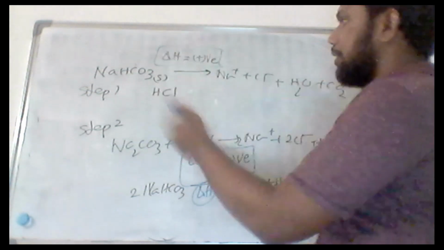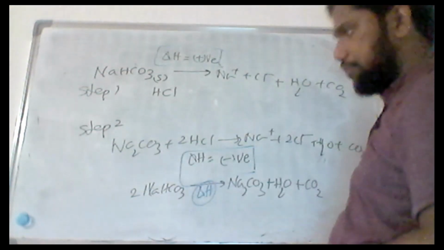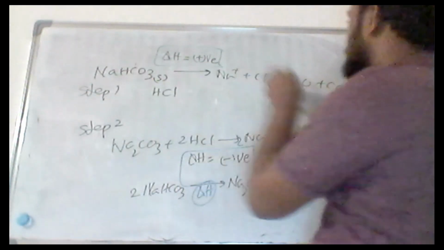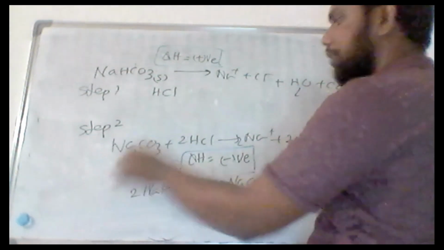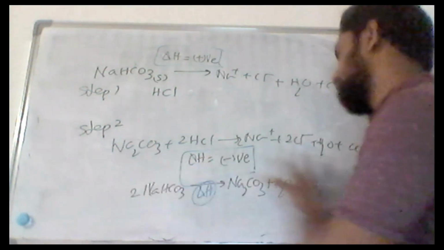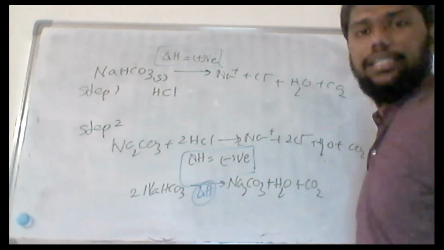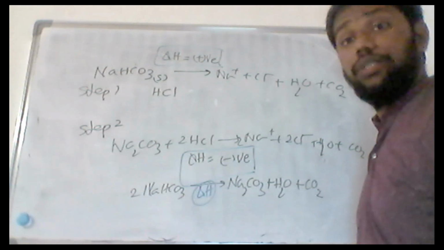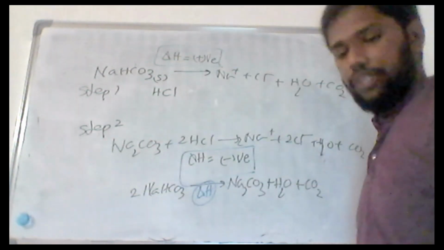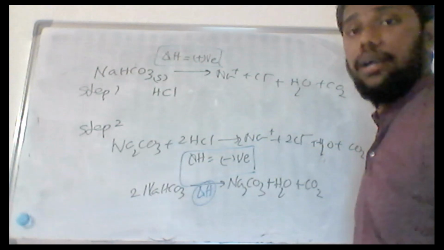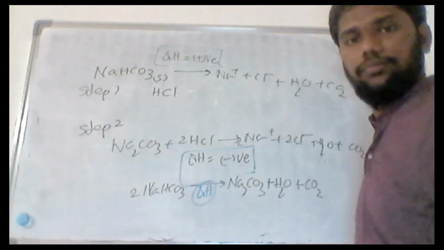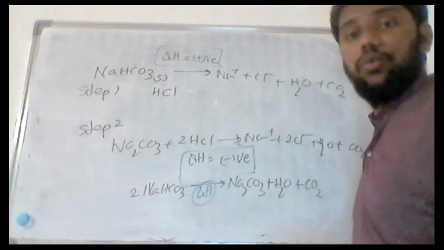Now tell me, what is the difference between these two reactions? Think about that. There is NaHCO3, HCl, Na+, Cl-, water, CO2. And here Na2CO3, HCl, water, CO2. So what is missing in this particular reaction? That's the thing that you have to understand. What is actually missing here from these two reactions? When you see this, you can understand the missing part here is this HCl. Okay. Then you can go furthermore.